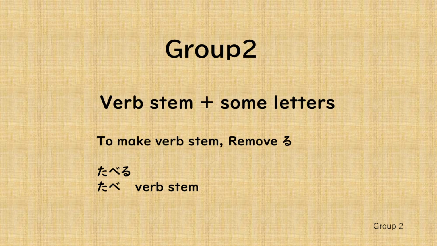If you want to conjugate verbs in Group 2, leave the verb stem and then add some letters. The verb stem is the part of the verb that remains after removing the ending ru from the plain form. For example, in the case of 食べる, remove ru and 食べ is the verb stem.